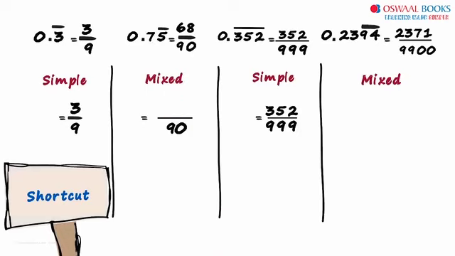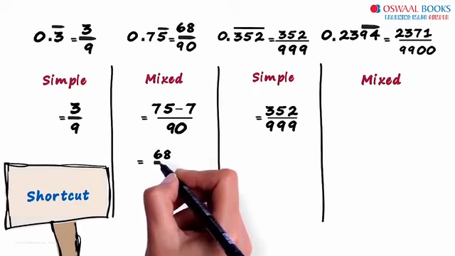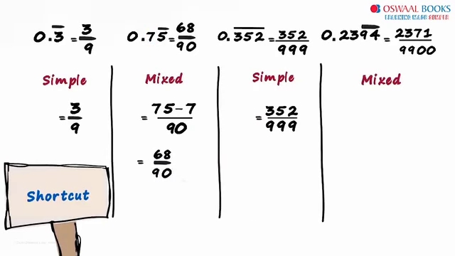What about the numerator? Again, we write the number without the decimal or the bar, which is 75. And we subtract the non-recurring number from it. The non-recurring number is 7. So we subtract a 7. That gives us an answer of 68 by 90. Remember, the only difference here is the 0 for the non-recurring digits and the subtraction of the non-recurring number.